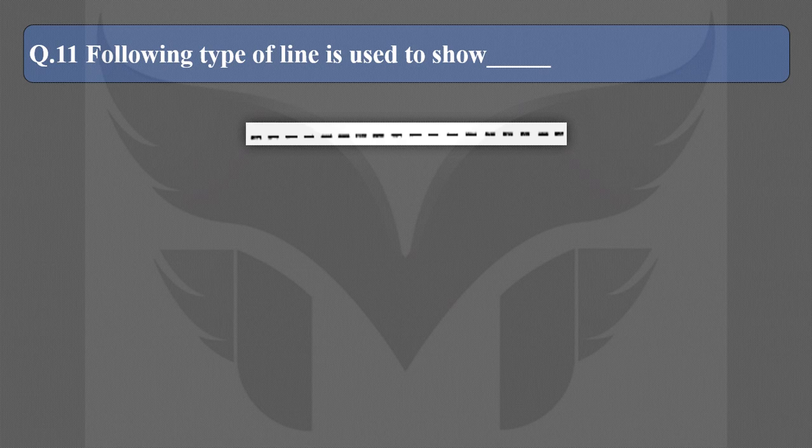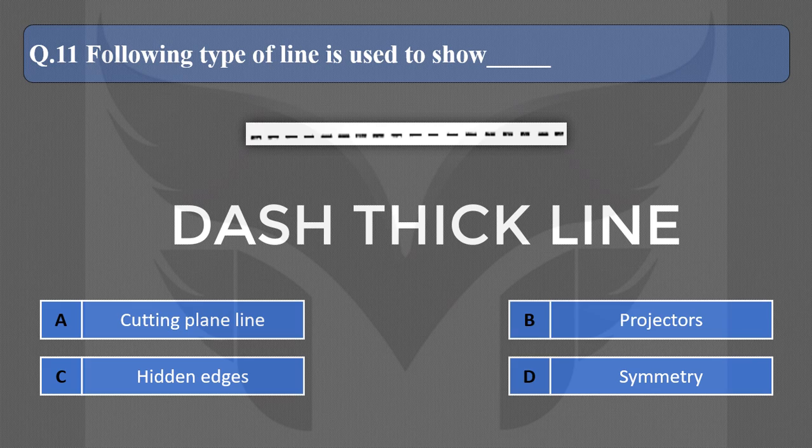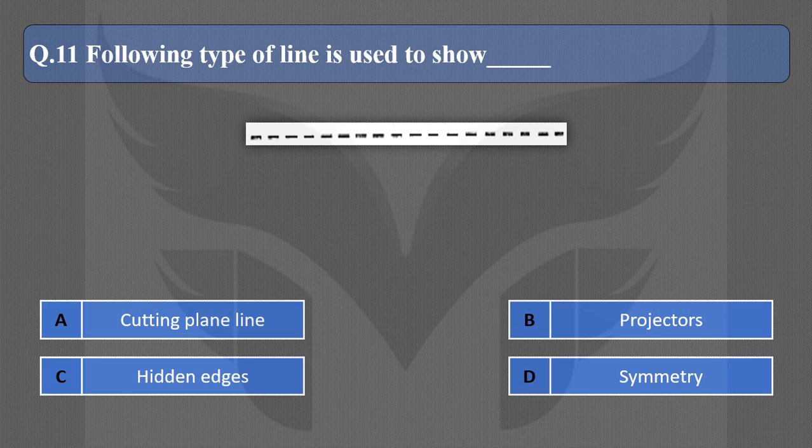Following type of line is used to show, and options are, this type of line is called as dash thick line, and this is also known as hidden line. So in the name of a line, its purpose is mentioned, and that is to show the hidden edges. So the correct answer is option C, hidden edges.